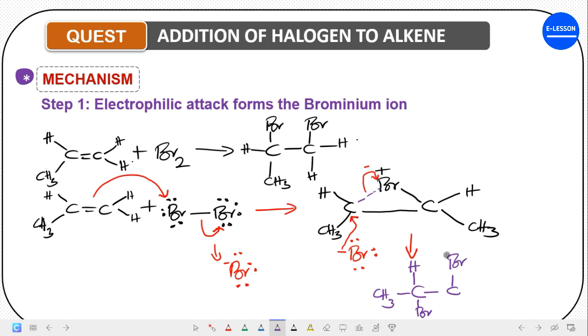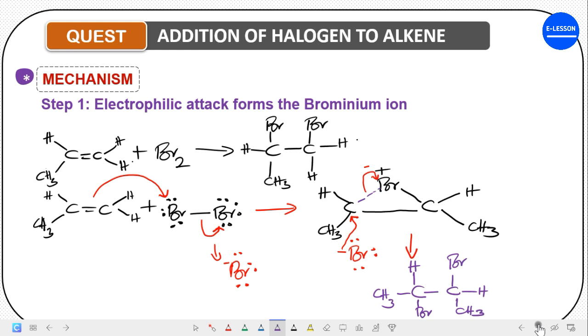So it's going to form bromine. Are you getting it? And then you are going to have hydrogen and CH3. So this is the product of this reaction, okay? And that is for this reaction, electrophilic addition of halogens to alkene. So that is the product of that reaction.